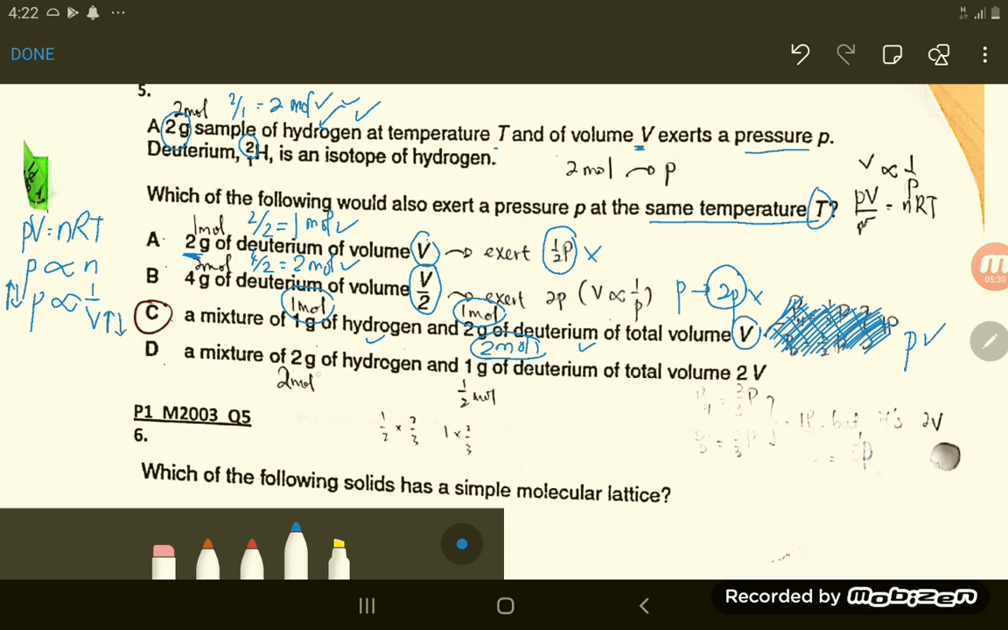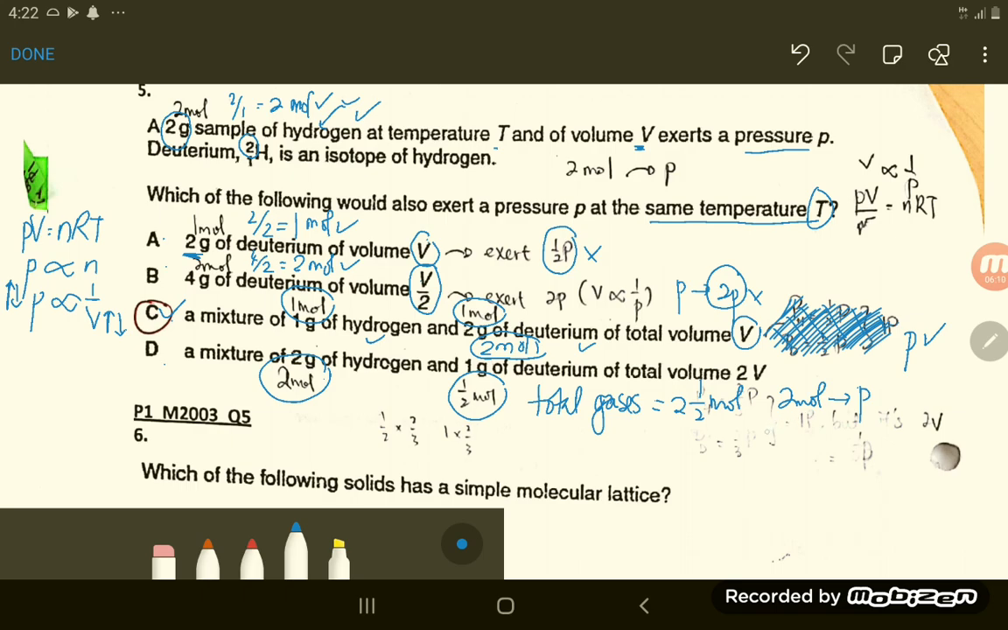And next one, we move into the D. We still have to look into the statement. A mixture of 2 grams of hydrogen, so it will give you 2 mole, and 1 gram of deuterium will give you half mole. So total number of mole of gases over here would be 2.5 mole. Okay, so if it's 2.5 mole, that would mean how many? So you just do the relation of 2 mole will give you P, 1 P.